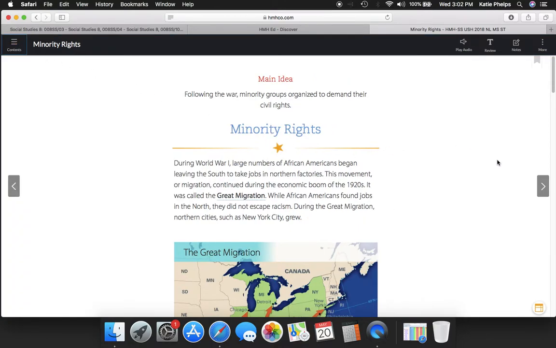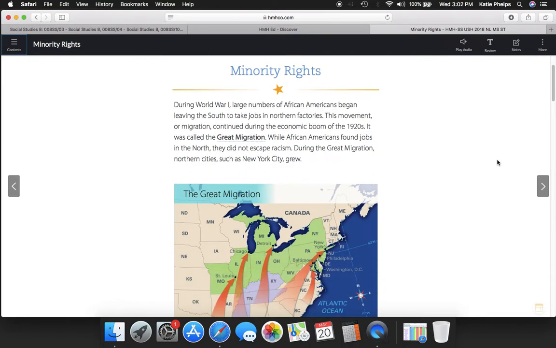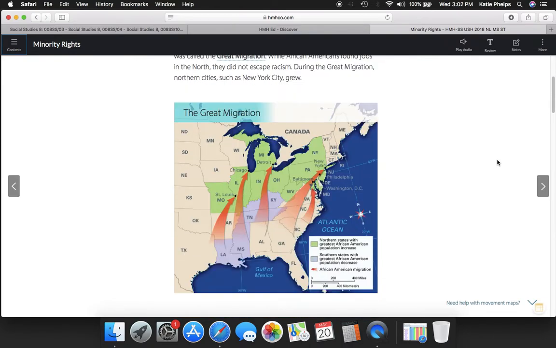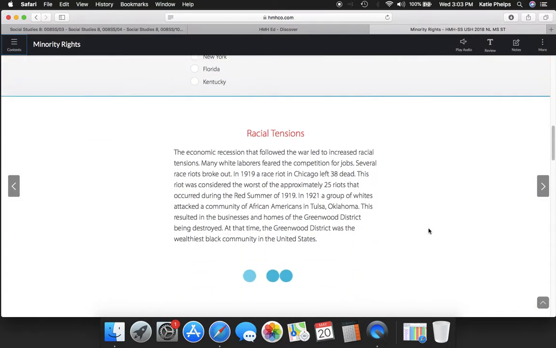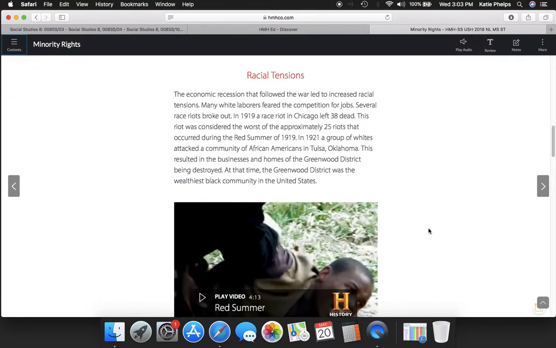This is where you'll start reading about something called the Great Migration, and there's a great map that shows an illustration of what the Great Migration was, so that's helpful. When you go past there, you get to racial tensions.